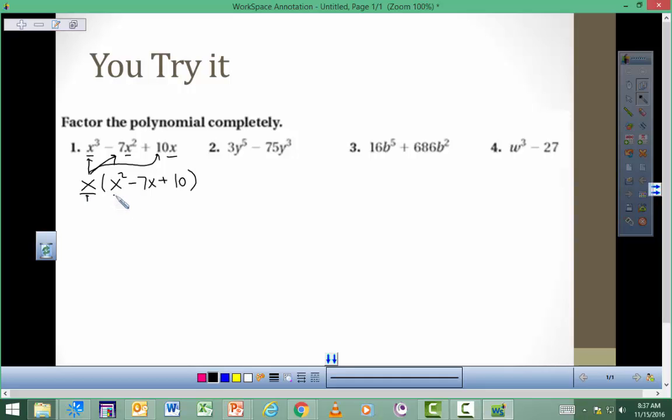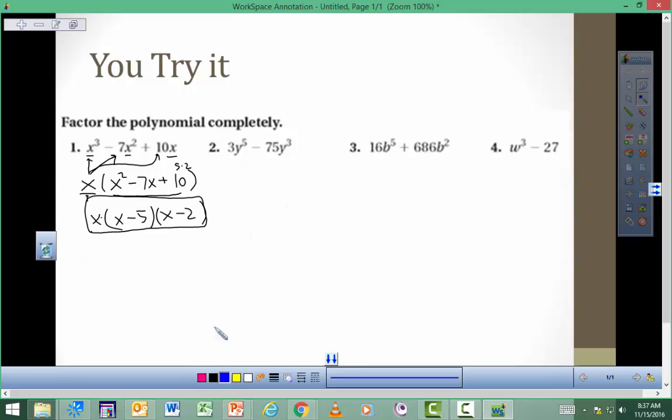But this factor over here, question is, can we factor it further? And yeah, some of you guys are saying yes already, because you notice there's 2 factors of 10, 5 and 2, that when you add them you get, well, they're both negative, you get negative 7, right? So you could do x minus 5 and x minus 2, and then finally there's this x sitting out in front. And now what we'd say is that this polynomial that we started off with right here is completely factored. Okay? Any questions about that one?